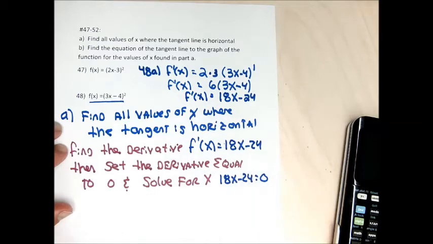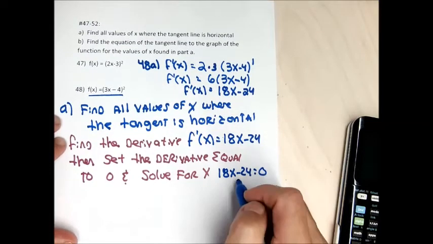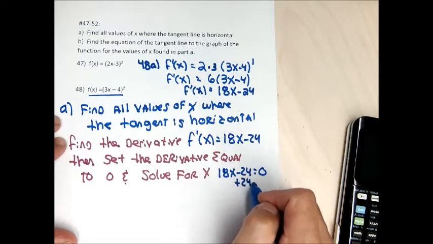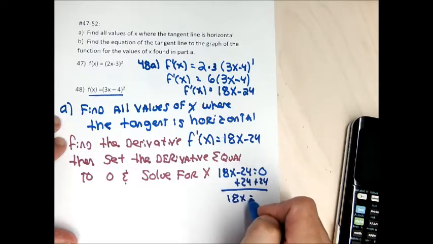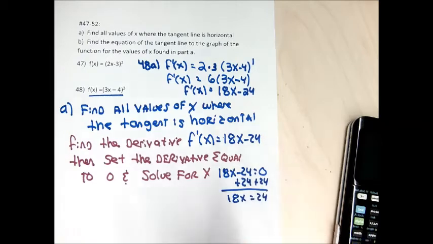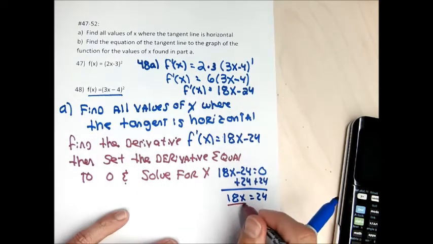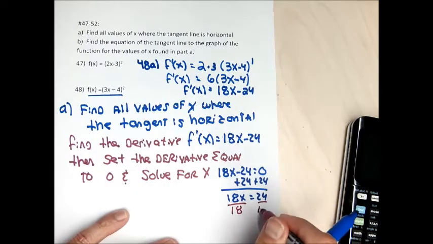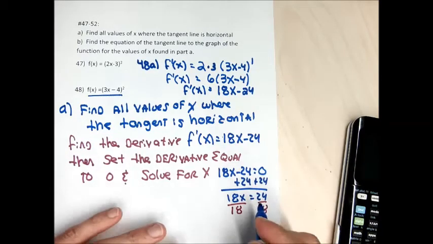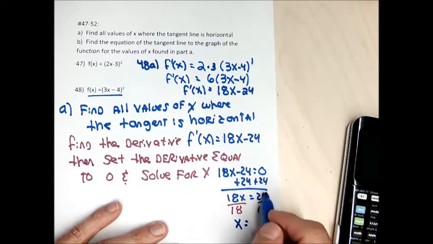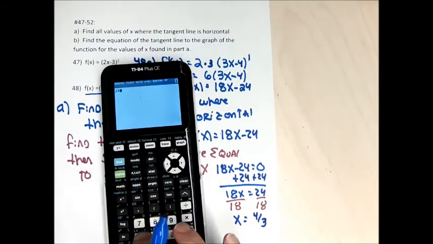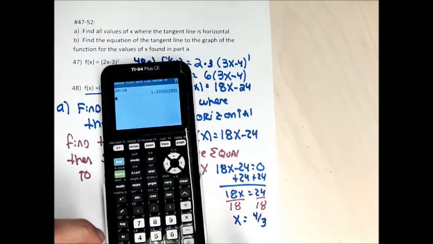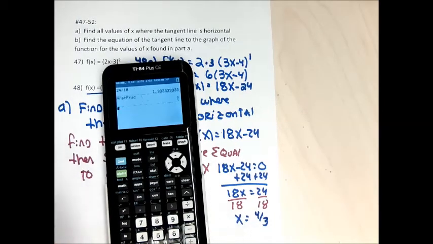and solve for x. There's not a square, so I don't need to factor. I add 24 and divide by 18. And I get x equals, this divides by 6, I think. I think it's 4/3. Let me do it on my calculator. 24 divided by 18, math, and enter twice.